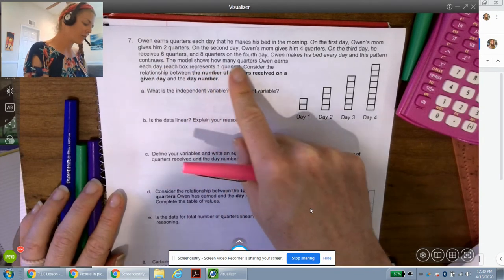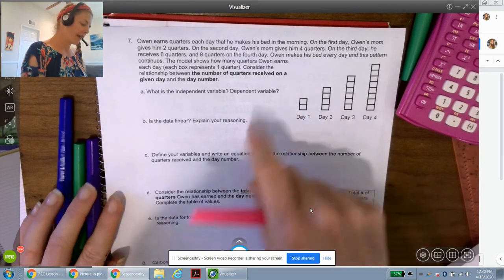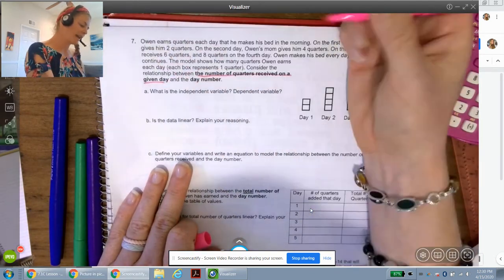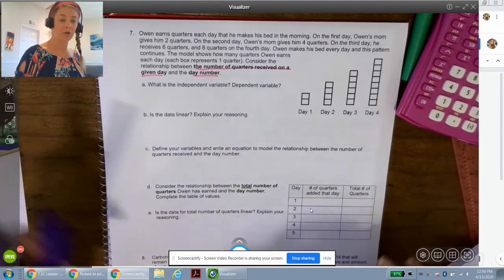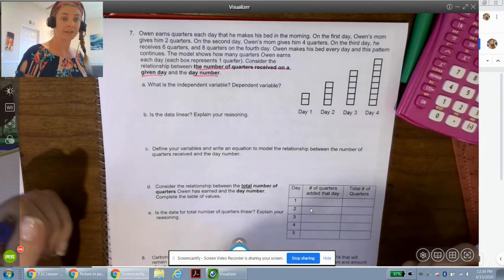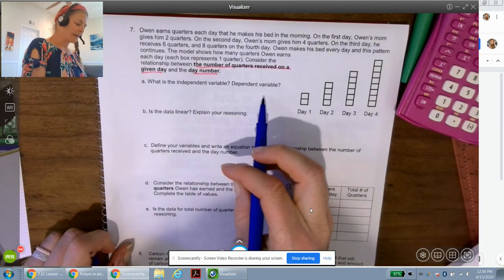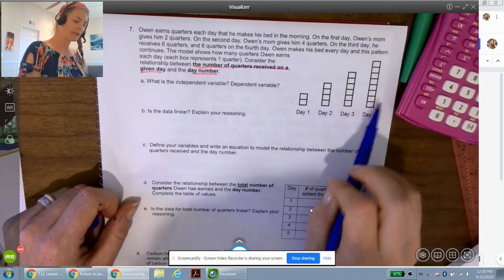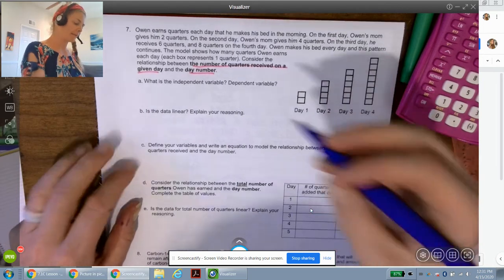The model shows how many quarters Owen earns each day. Each box represents 1 quarter. And consider a relationship between the number of quarters received on a given day and the day number. So we want to know just about the number of quarters that Owen's receiving that day, not the total number of quarters that he has stashed away. So what's the independent variable and what's the dependent variable? So what depends on what? The number of quarters he receives depends on the day number that he's been making his bed.